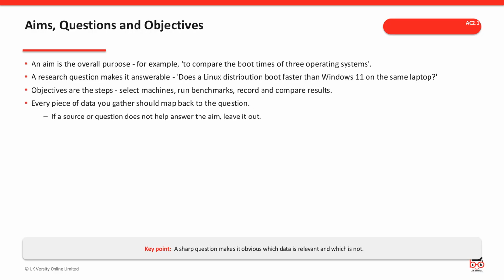It's worth being clear on three related terms. An aim is the overall purpose, say, to compare the boot times of 3 operating systems. A research question makes that answerable, like, does a Linux distribution boot faster than Windows 11 on the same laptop? Objectives are the concrete steps: select the machines, run the benchmarks, record, and compare. If a source or a question doesn't help answer the aim, that's your signal to leave it out.